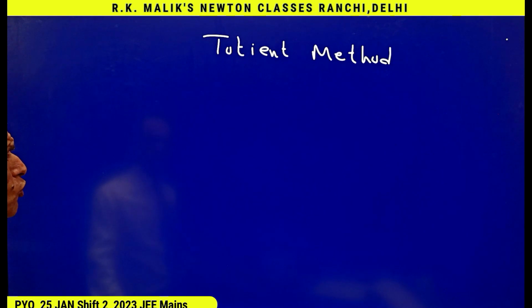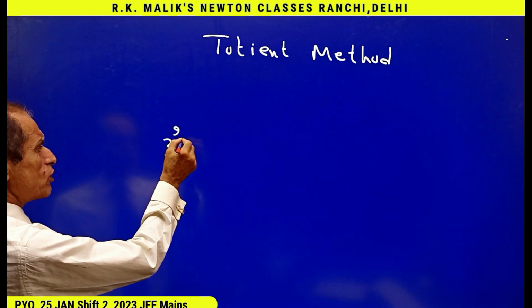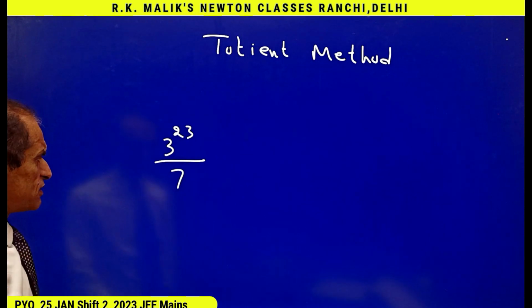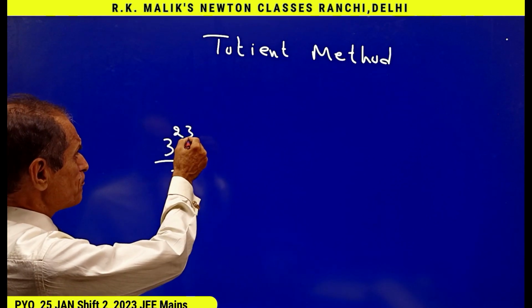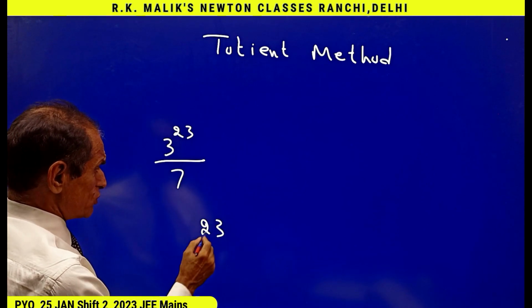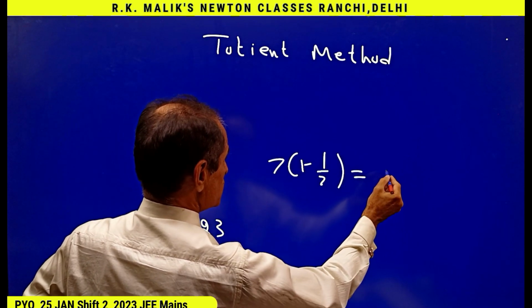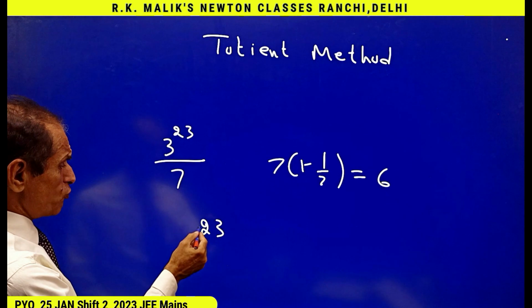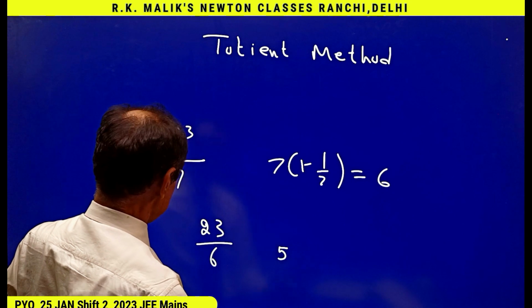And now I will tell you how to find the remainder with the help of the totient method. Say you have to find the remainder when 3 to the power 23 is divided by 7. To find the remainder with the help of the totient method, simply divide the power by totient of 7. Totient of 7 will be 7 into (1 minus 1 by 7), that is 6. And dividing 23 by 6, we get the remainder as 5.